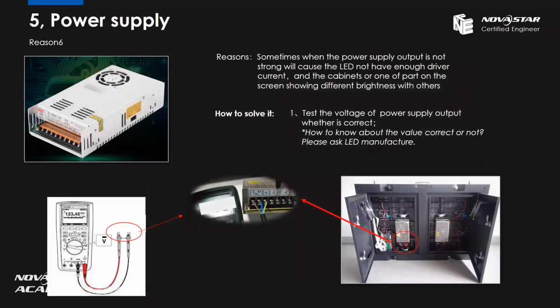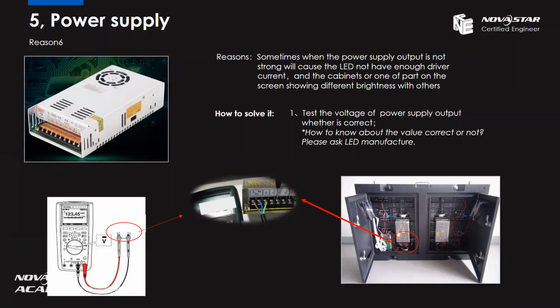Okay, now let's go on. Possible reason 5 is power supply. Sometimes the issue may not come from the control system part. Of course, it cannot always come from the control system, right? Such as the power supply. Sometimes when the power supply output is not strong, it will cause the LED to not have enough driver current, so the cabinet or one part of the screen shows different brightness from the others.